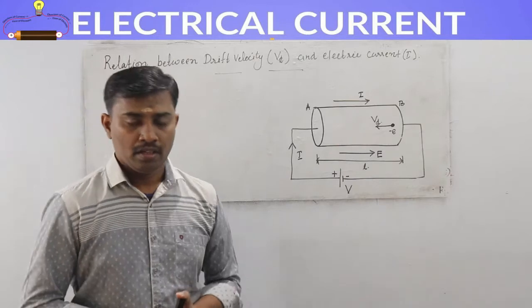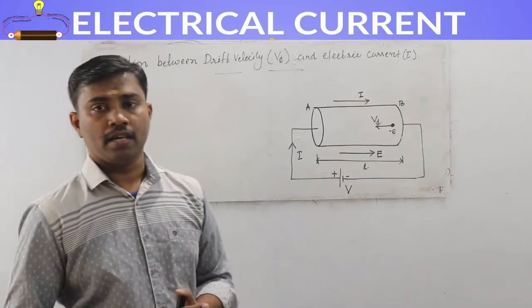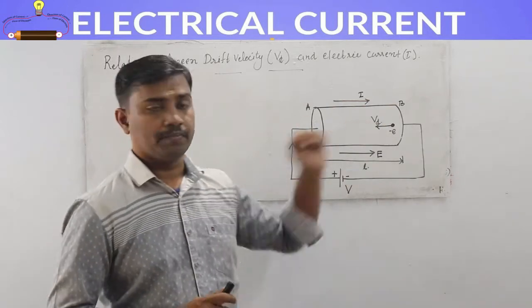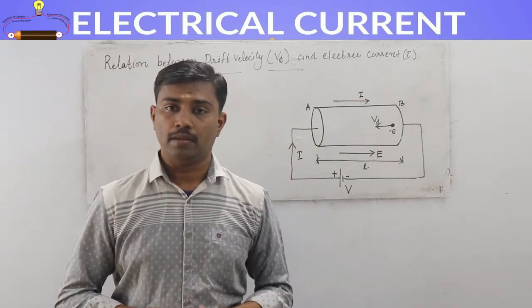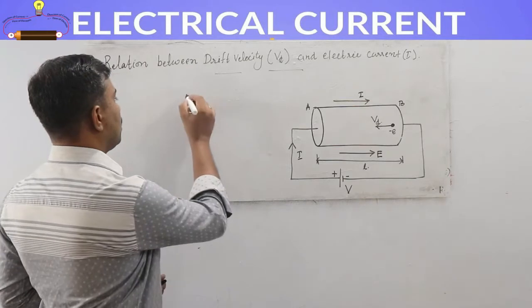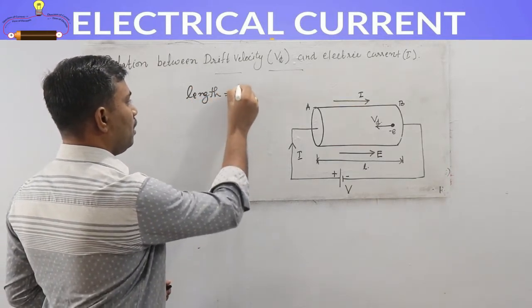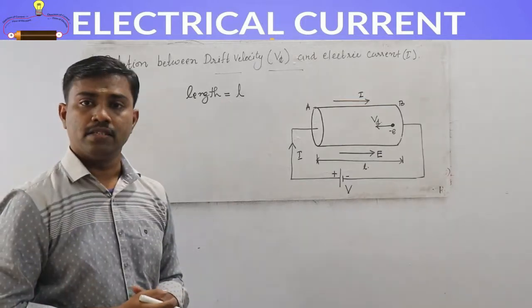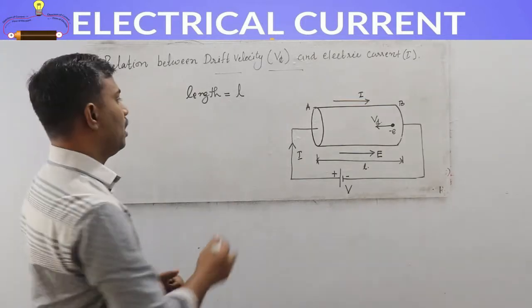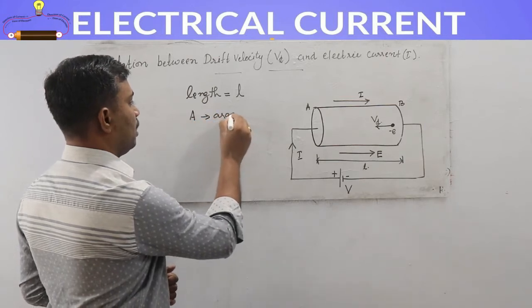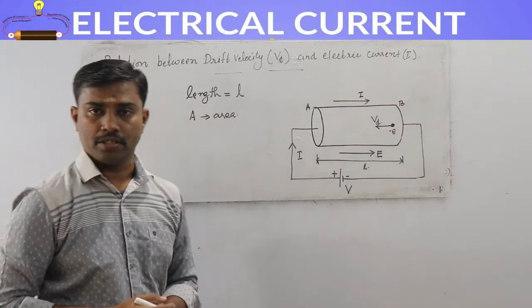Okay. So for that purpose, I consider a conductor AB, and here we consider L is the length of the conductor, and A is the area of cross section.